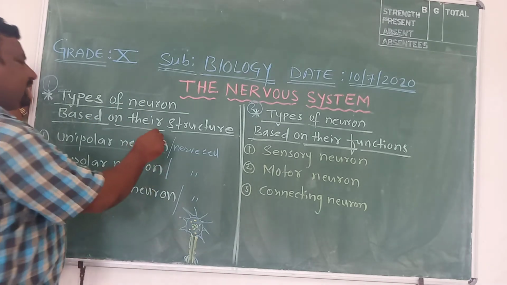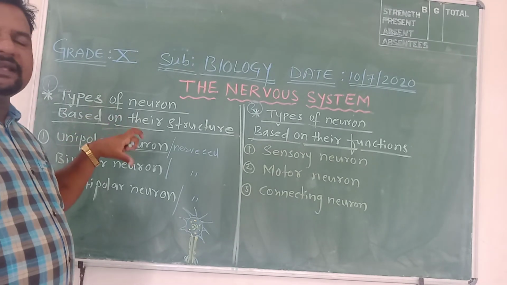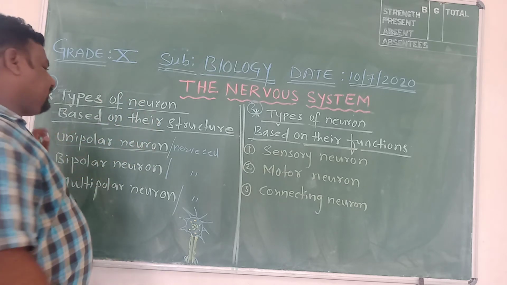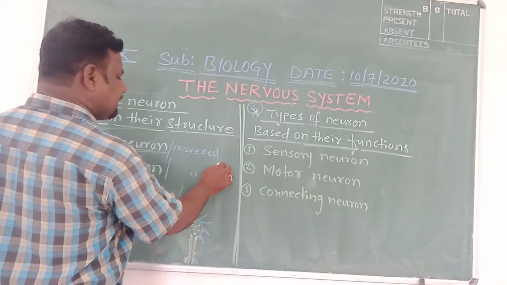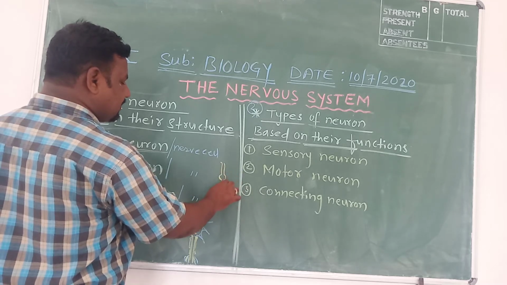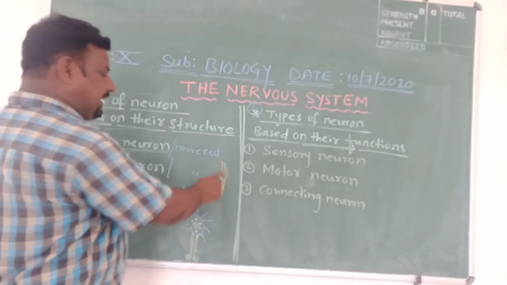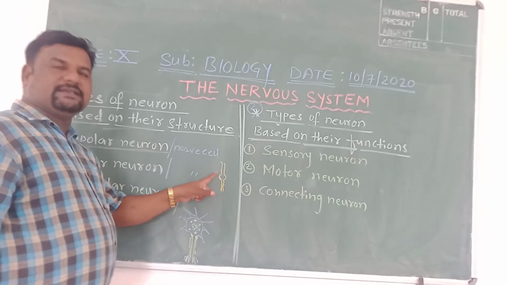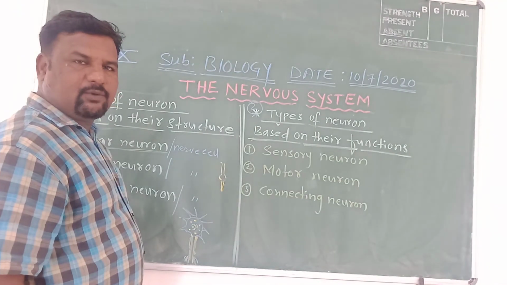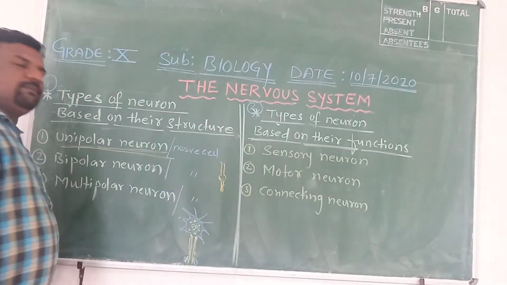For example, which neuron can we call a unipolar neuron? A unipolar neuron has a single and very short fiber. For example, we can see a single short fiber like this. In a unipolar neuron, dendrites are absent. This will be the cell body and one long fiber arises from the cell body. Without dendrites, we call it a unipolar neuron.